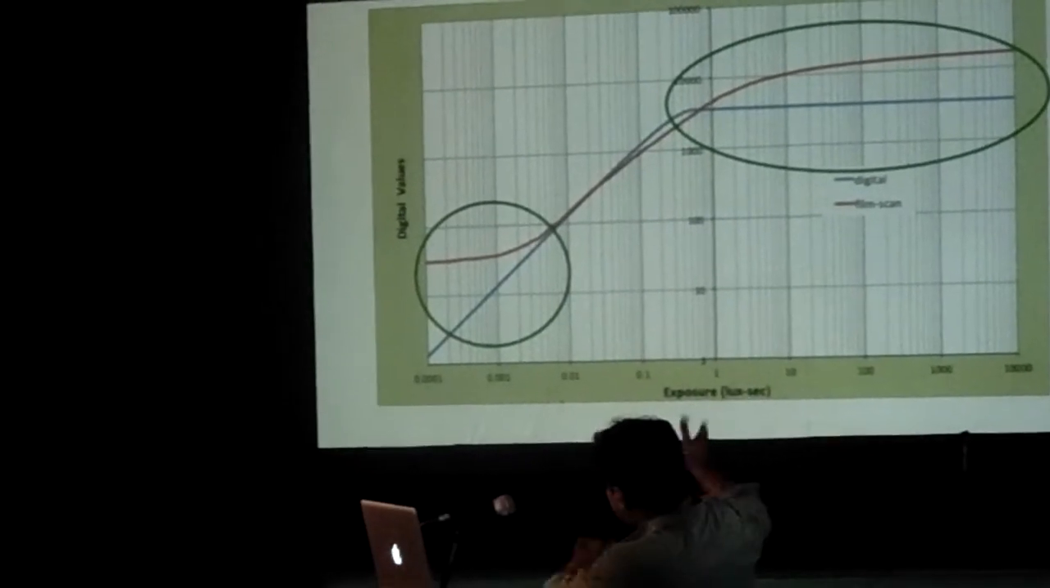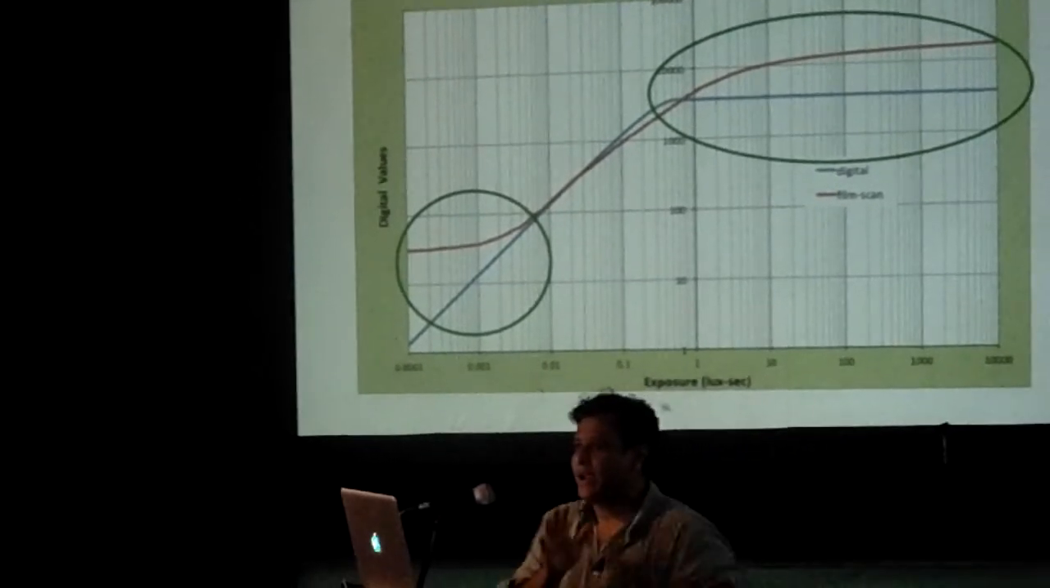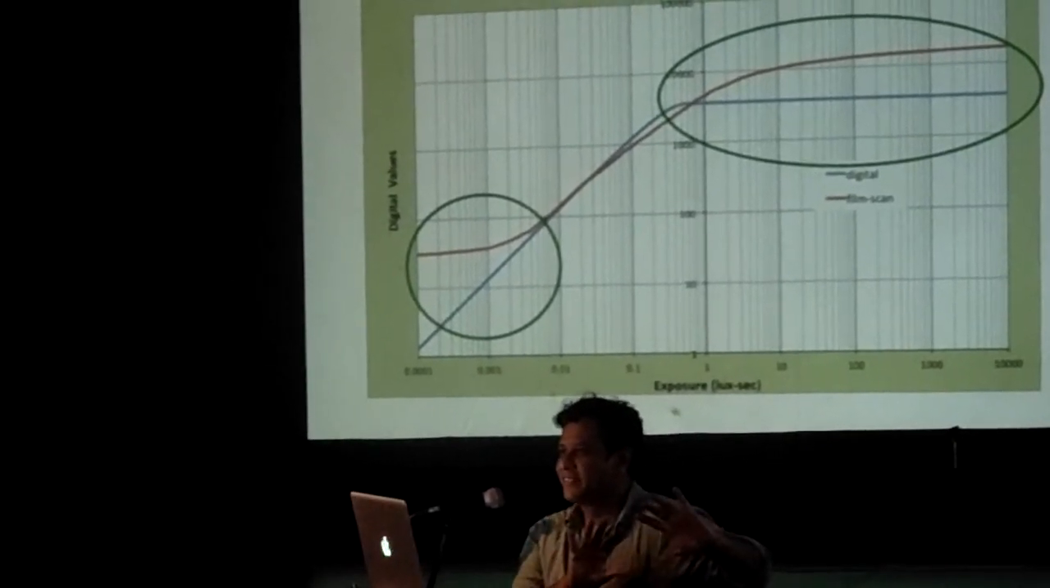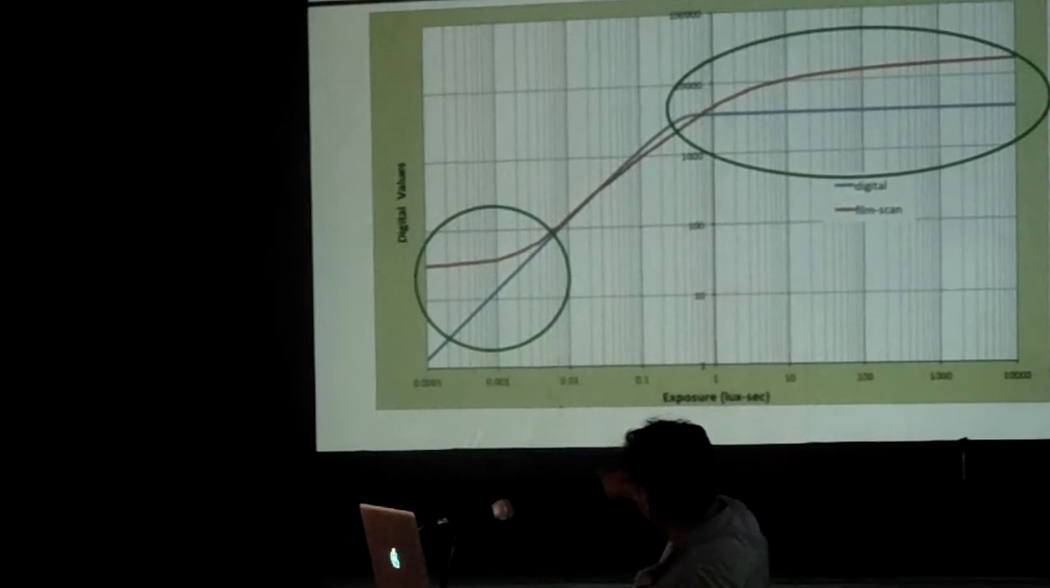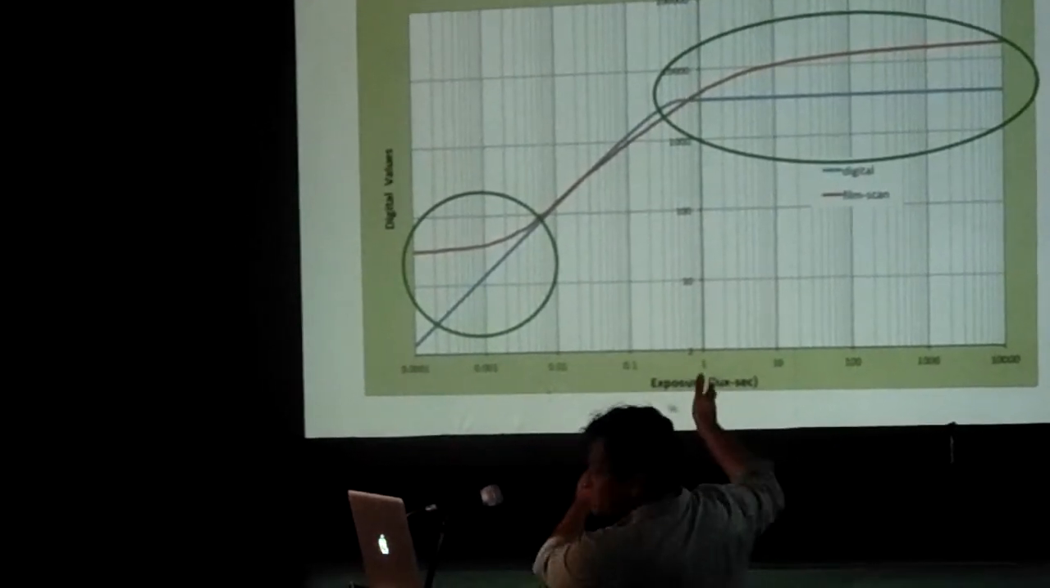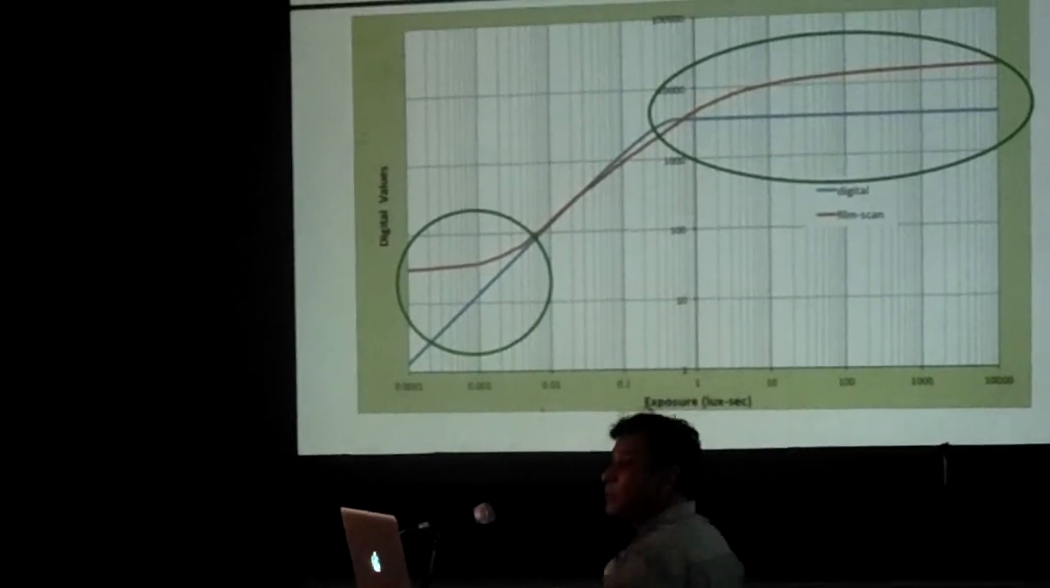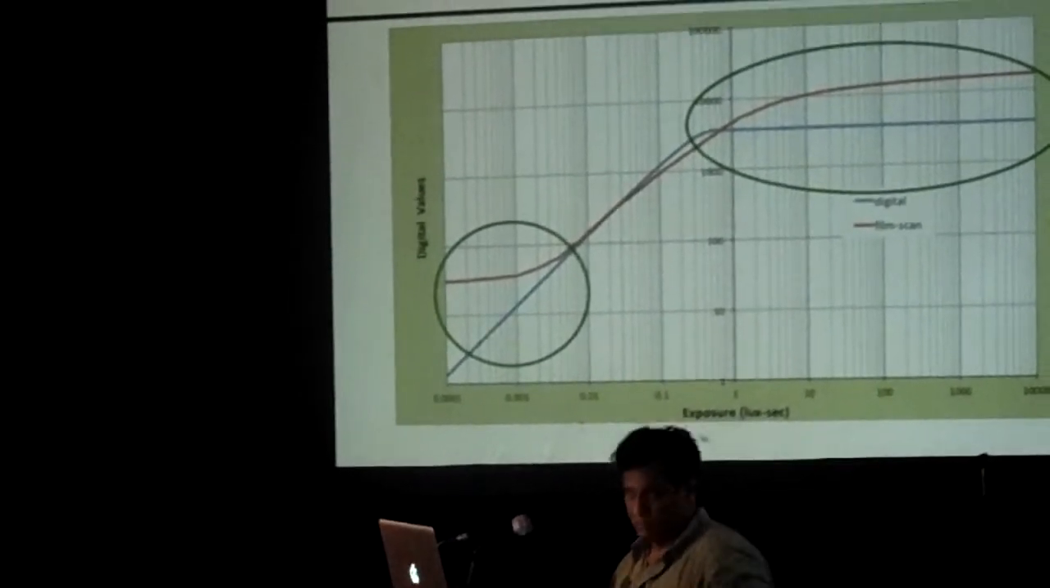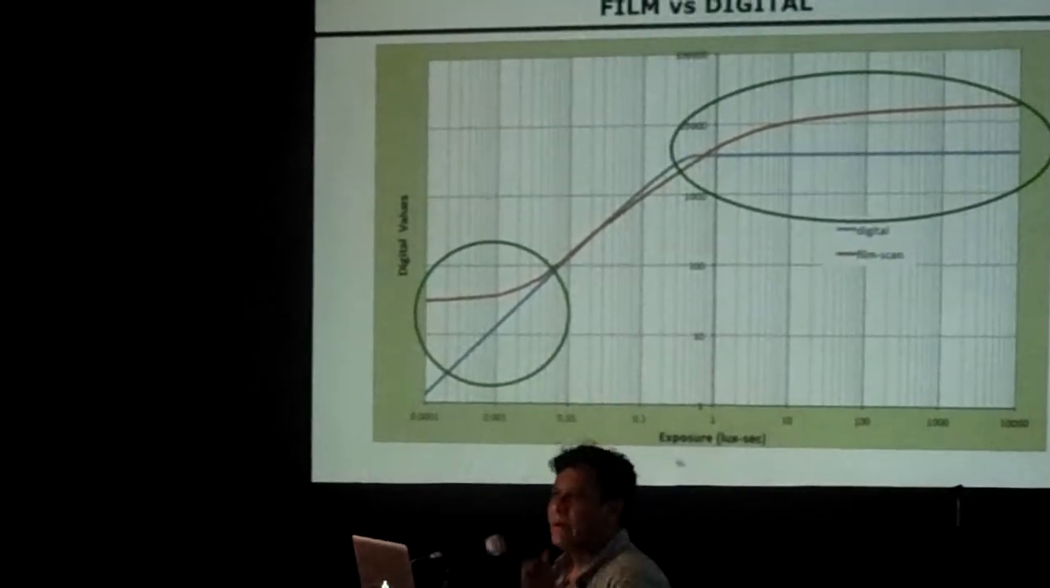So the way to read it is to look at the x-axis values where it stops responding. If you look at the x-axis, how much you can respond to light is what will tell you how much latitude that particular medium has.